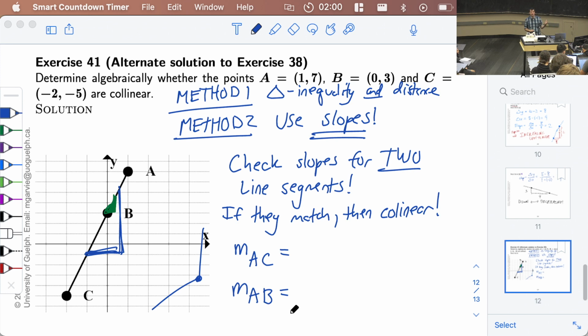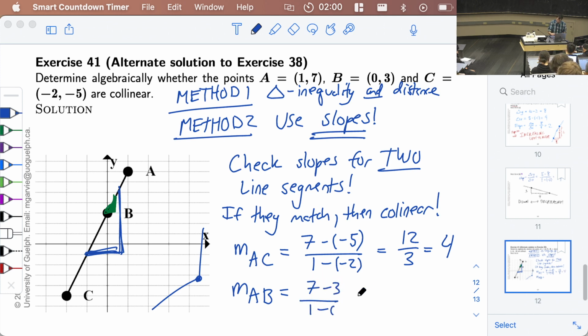Sometimes people use the letter m for slope. That's the same m as in mx plus b. I don't know why we chose m, but we did. The slope of AC, I have 7 minus 5 divided by 1 minus 2, which is 12 divided by 3. So a rise of 12 units from A to C vertically and 3 units horizontally. That is 4. And from A to B, it's 7 minus 3 divided by 1 minus 0, which is 4 divided by 1, which is also 4. So because these match, therefore, they are collinear.